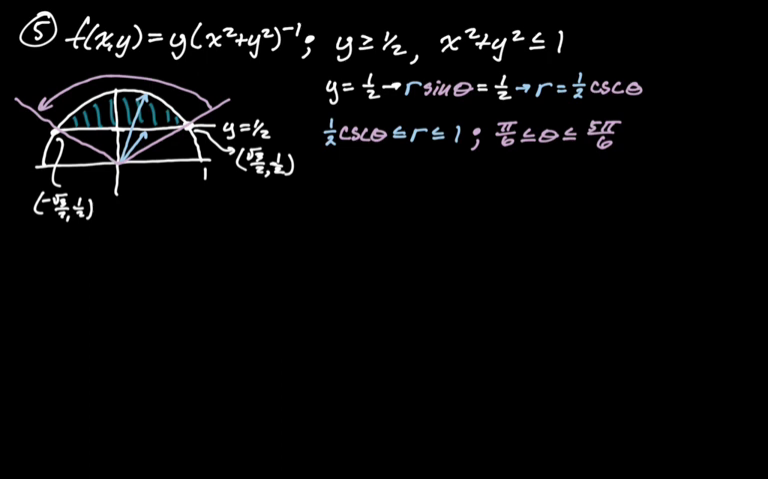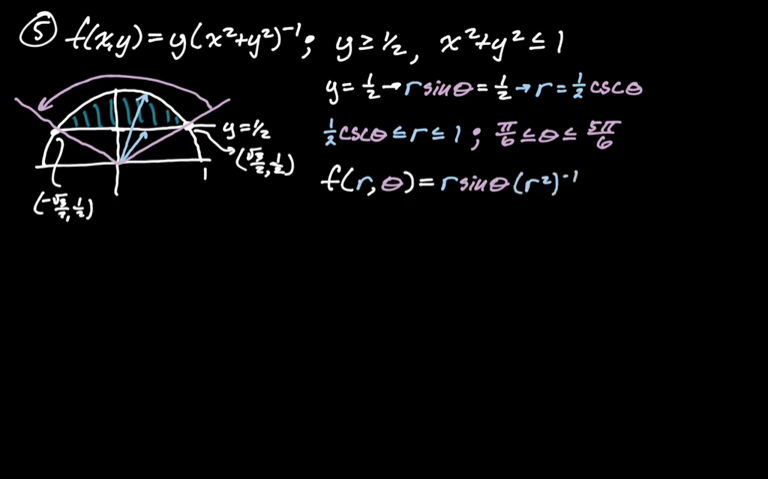All right, we have to convert our integrand, right? So we're going to end up with f of r theta. Y is equal to r sine of theta, and then x squared plus y squared is r squared, so we get r squared to the negative first. And we're kind of ready to go.